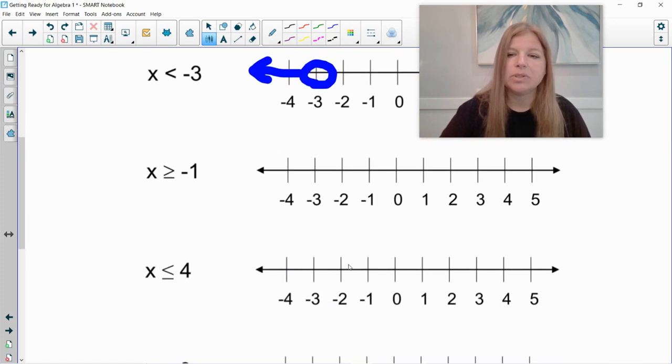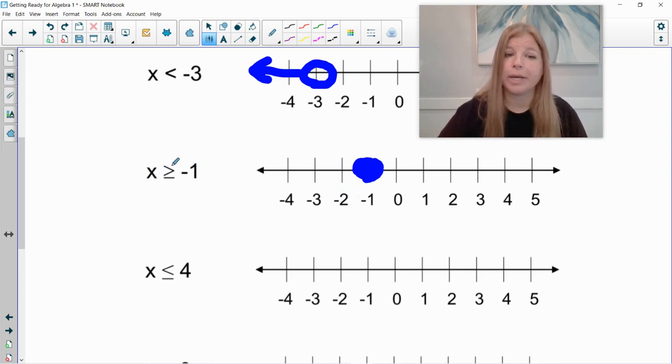Now, the next two symbols look slightly different because they have the bar underneath the inequality symbol, and that indicates the addition of is equal to. So this is not greater than, it's now greater than or equal to. That's saying I need all the values of x that are greater than -1 or are also equal to -1. So at -1, I don't make an open circle. In this case, I actually make a closed circle. And that's because -1 is part of the solution.